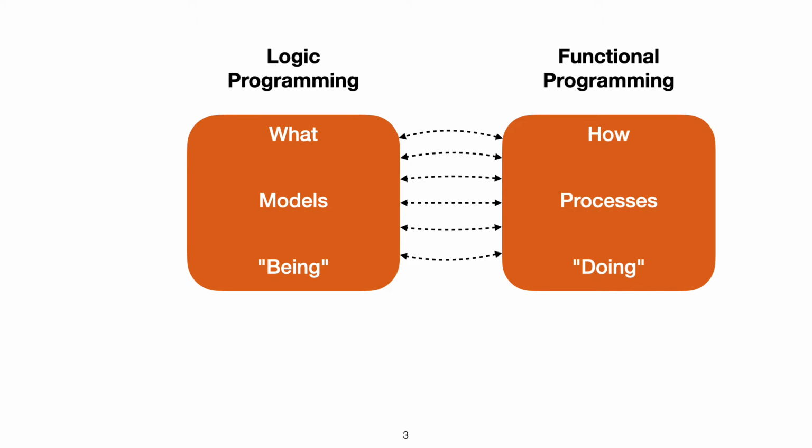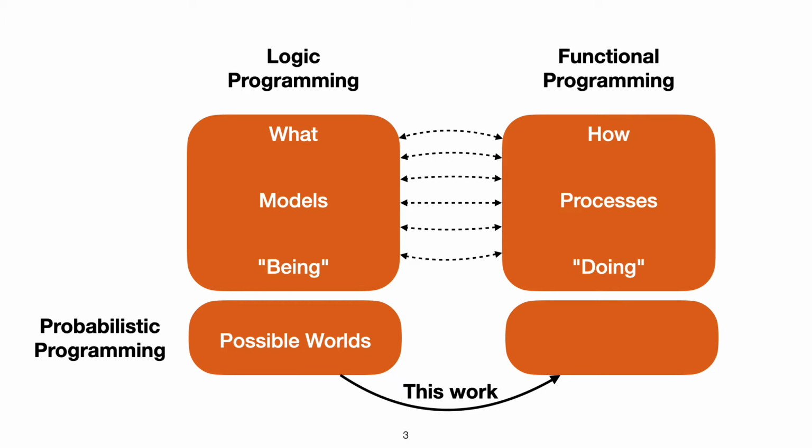Functional programming, on the other hand, focuses mostly on processes or the doing of things and how they are done. So it's mostly operational semantics. And common processes in functional programming that model logic programming aspects are backtracking search, least fixed points of non-deterministic computations, or unification algorithms.